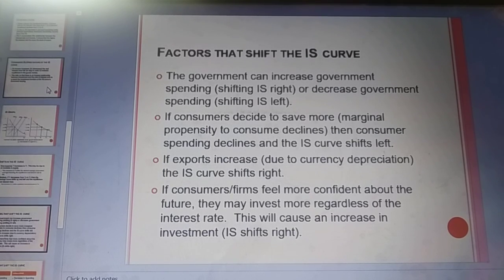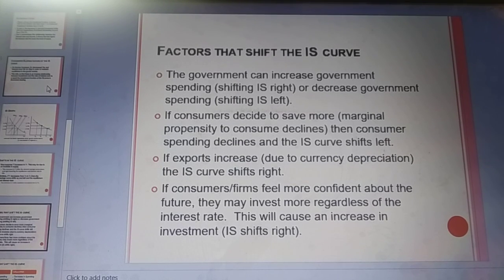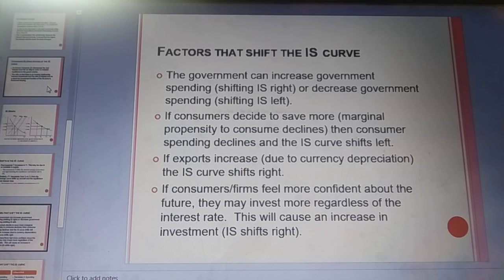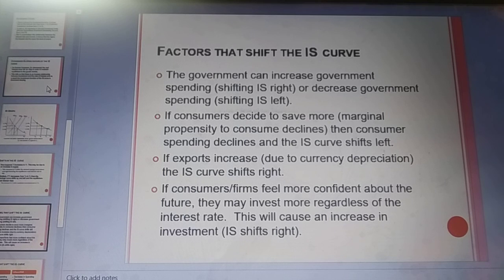Apart from that, we have another factor: if consumers decide to save more, the marginal propensity to consume will decline. Because the more money people save, the consumption or the marginal propensity to consume will automatically decline, because people are deciding to save more money as compared to investing or consuming more money in the market. If the consumer spending declines, it will shift the IS curve to the left.